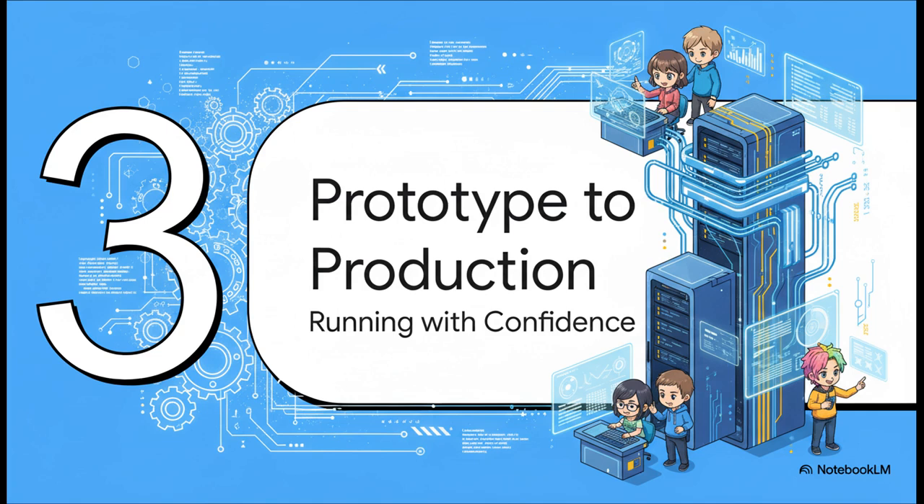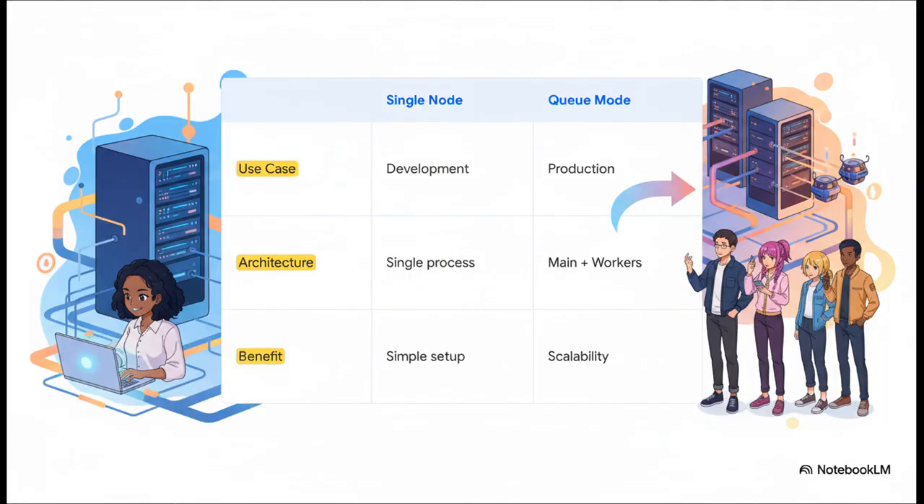Let's switch gears and talk about what it takes to get n8n from a cool prototype to a rock-solid production system. Now, this is a really critical decision, how you deploy it. When you're just messing around or developing, sure, a simple single-node setup is perfectly fine. But for production, you've got to go with queue mode. It's essential. Basically, it splits the main process from the workers. And why does that matter? Well, it means you can scale up your workers to handle a ton of traffic without ever slowing down the main editor. It keeps everything responsive, even when things get really busy.